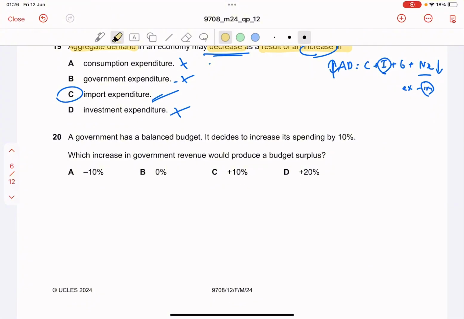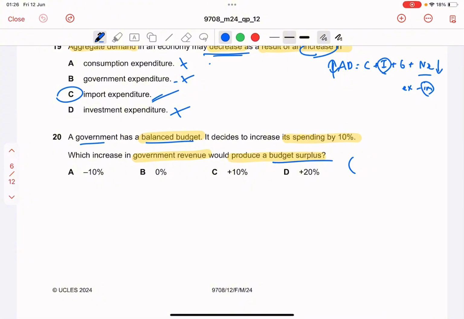Now the next one. Number 20, a government has a balanced budget. It decides to increase its spending by 10%, which increase in government revenue would produce a budget surplus? Okay, so when we talk about government budgets, the government having a balanced budget or a budget surplus or a budget deficit, what it's referring to is the government's tax revenue.